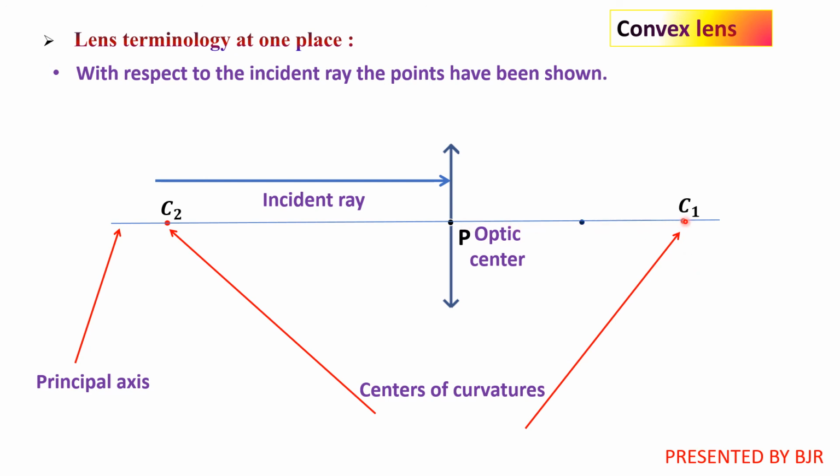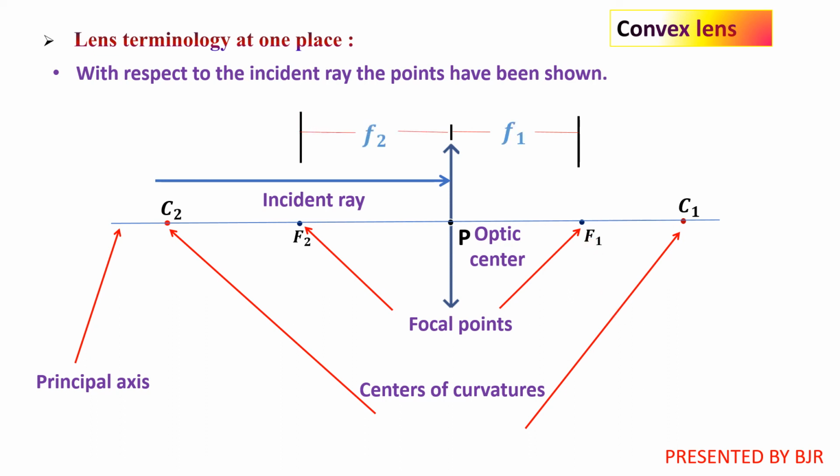See here, between P and C1 I have shown a point exactly in the middle. This one is F1. Here is also another point. So what are F1 and F2? F1 and F2 are the focal points. Okay, now these two are the focal points. And the distance between P, that is the optic center, and the focal point is called focal length. So small f1 and f2 are the focal lengths.